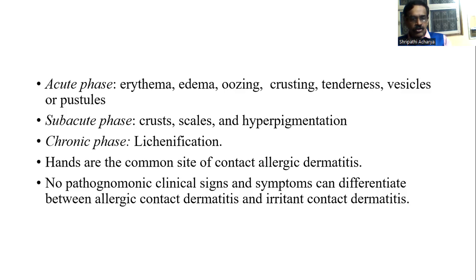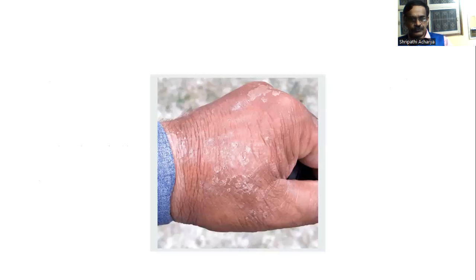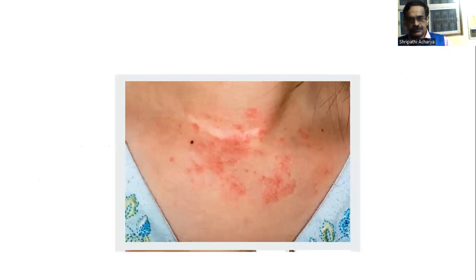Hands are the common site of contact allergic dermatitis. No pathognomonic clinical signs and symptoms can differentiate between allergic contact dermatitis and irritant contact dermatitis. See in the skin, the hand, there is contact dermatitis because of contact with irritants or chemical substances. There is erythema and eruptions seen.